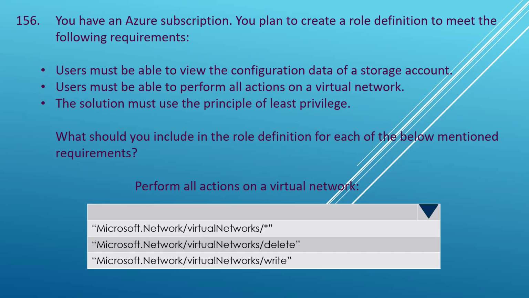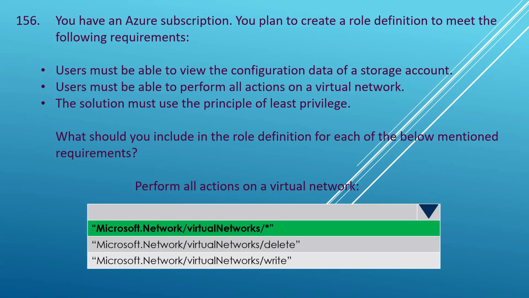Again, the first requirement is perform all actions on a virtual network, and the three options are Microsoft.Network/virtualNetworks/*, Microsoft.Network/virtualNetworks/delete, Microsoft.Network/virtualNetworks/write. First option includes a star asterisk at the end, which means it will give all access, and that's what is needed here, making it the correct choice. This permission grants user the ability to perform all operations on a virtual network, including creating, updating, deleting, and viewing.